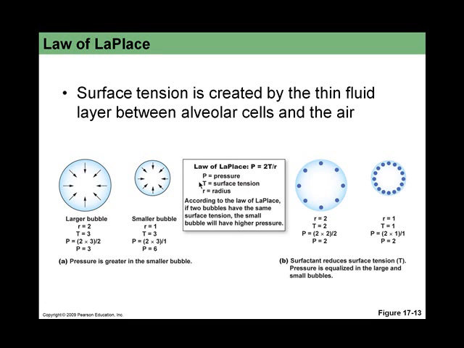So the surface tension is in the numerator. So if it increases, then the pressure will increase. So they are directly proportional. If something is inversely proportional, when it increases, like the radius, then the pressure will decrease.